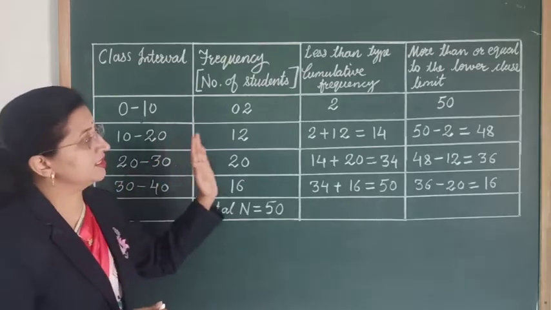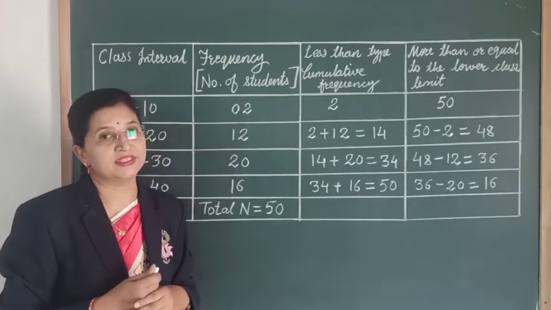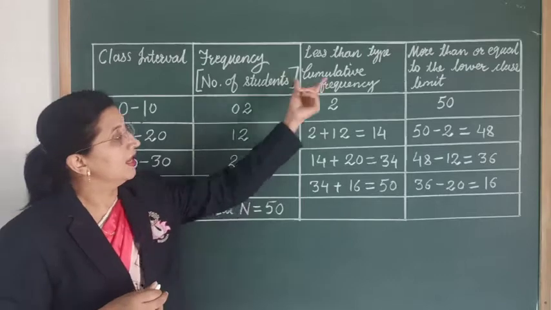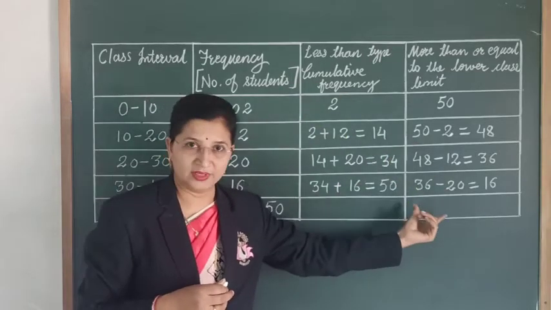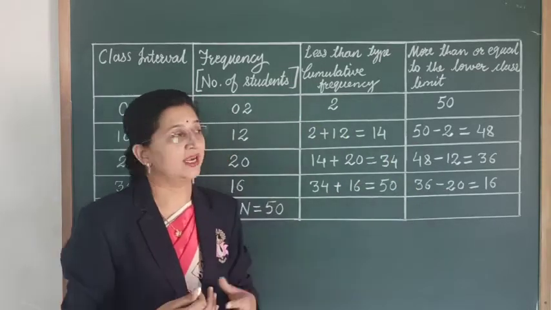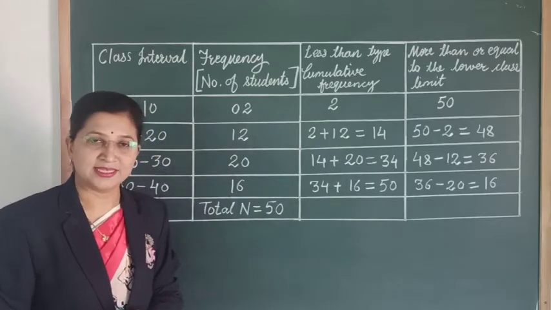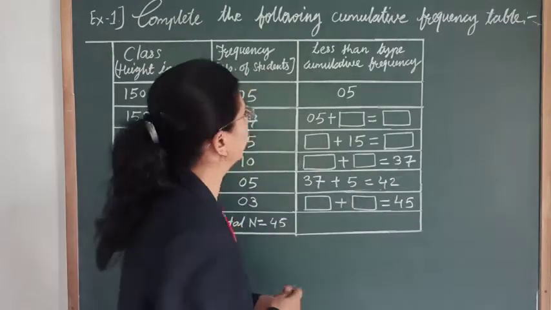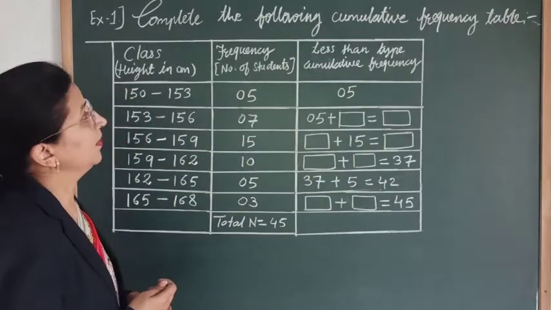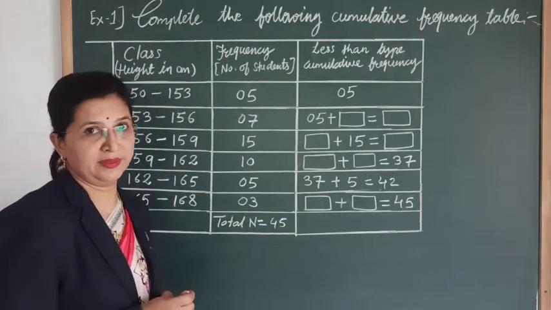So dear students, this is the cumulative frequency distribution table for less than type and more than type. Let's try to understand it more by solving the examples. Dear students, here we have a question. First question, complete the following cumulative frequency table.